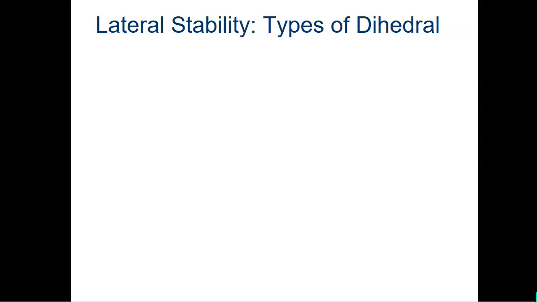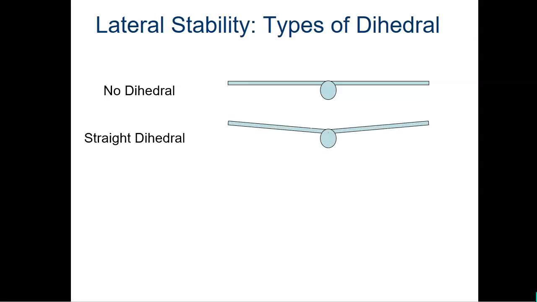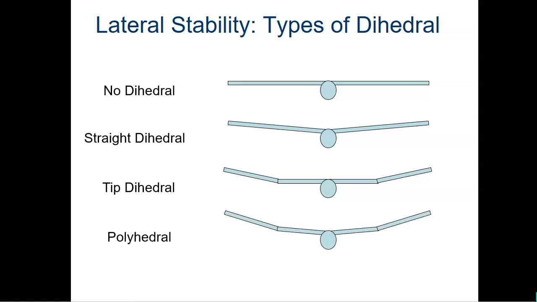There are a wide variety of dihedrals. You can have no dihedral, which is just a flat wing. You can have a straight dihedral where the angle occurs at the fuselage, and you can have tip dihedral where partially down the wing you can have it tilt up. A lot of gliders that you see that are large use the tip dihedral. And you can have a polyhedral, which takes advantage of both types of dihedral, both straight and tip.